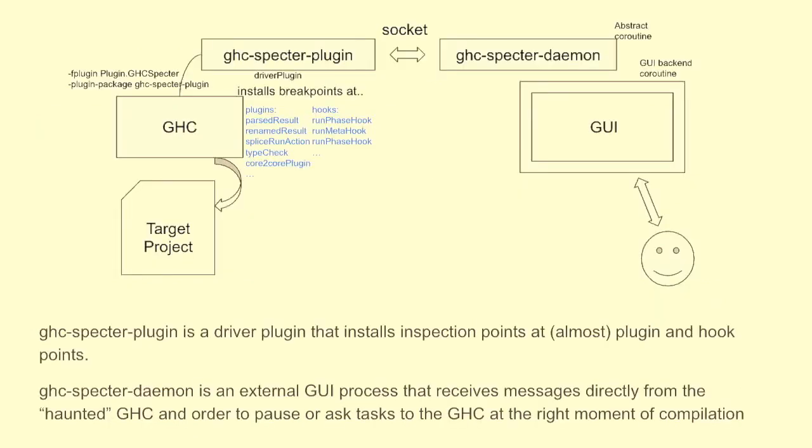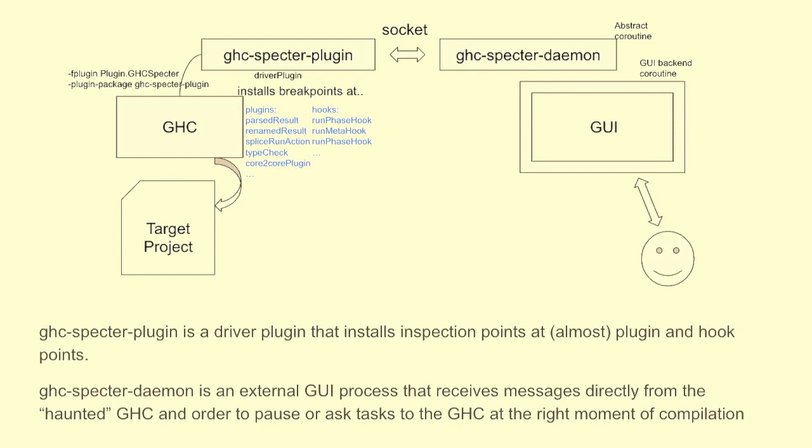Okay, so in a diagram it is like this. GHC applies on this target project, and then the ghc-specter plugin can be installed with just two simple command line parameters: -fplugin ghc-specter, and then -plugin-package and the package. And then the ghc-specter plugin, as a driver plugin, inserts the breakpoints at parse result, renamed result, splice run action, type check, core to core, everywhere. And then hooks, run phase hook, run meta hook, those things.